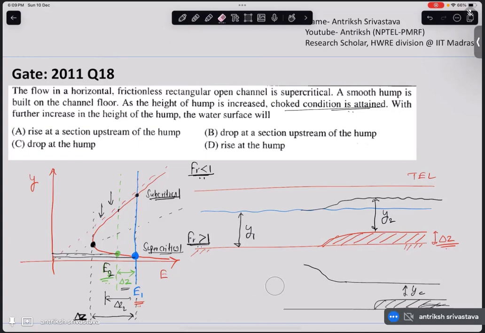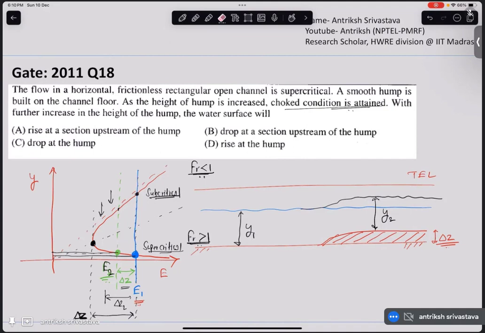But in case of supercritical flow, if you think intuitively, ignoring the concept of hydraulic jump, because in actuality, when you still increase this particular hump size, there is going to be a hydraulic jump that is going to occur, where the depth of flow on the upstream will be very low, and then there will be an abrupt increase in the flow depth.